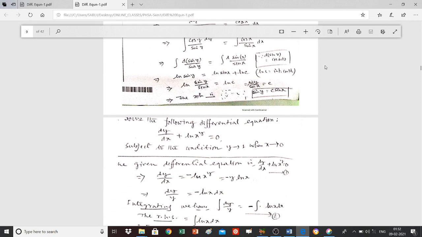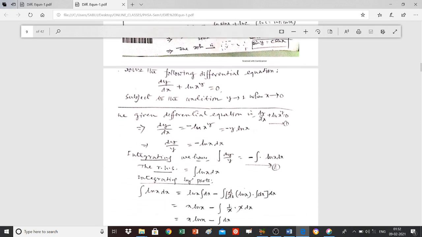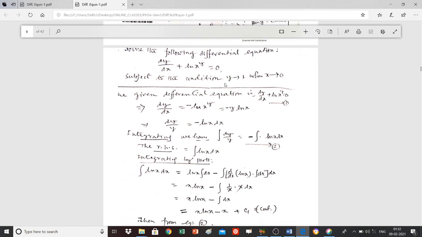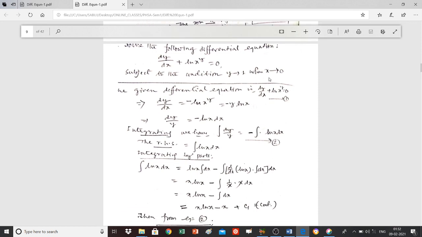And here is another problem: dy by dx plus log x to the power y is equal to 0. And here a boundary condition is given. The boundary condition is y is equal to 1 when x is equal to 0, or you can read it as y tends to 1 when x tends to 0. So this is the given equation.